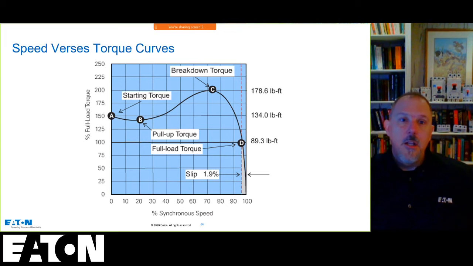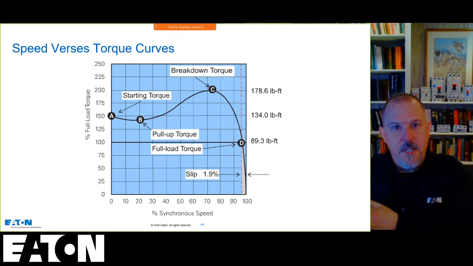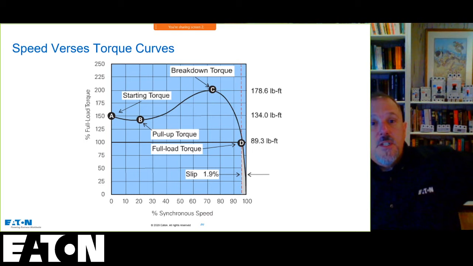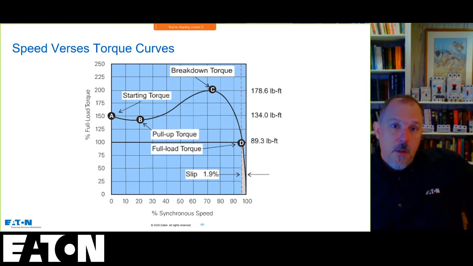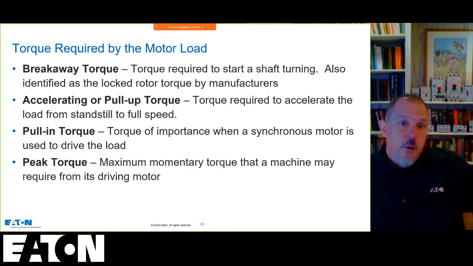Some motors will have a lot of torque when you first power them up, and then it tails off. Others, like this one, will peak at a torque value once they get up to a certain speed. You're seeing terms here: starting torque, pull-up torque, breakdown torque. By breakaway torque I mean the torque that is required to start that shaft turning.